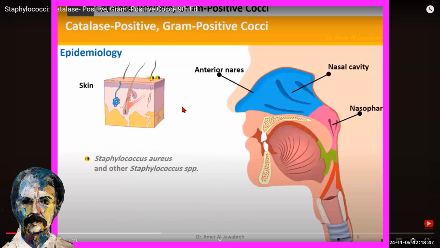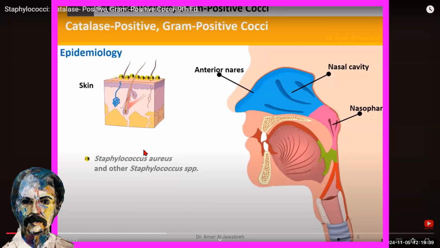This is the external nares, anterior nares, and nasal cavity, nasopharynx. This is the nasopharynx of the human being, mouth, and this is the nasal cavity. And you have bacteria, staphylococci in general. You have it inside here. You have it in the back, the nasopharynx, and you have it on the skin. See, on the skin here. And it can cause lots of diseases for skin, Staph aureus, impetigo, cellulitis. We'll talk about them in the next few slides.